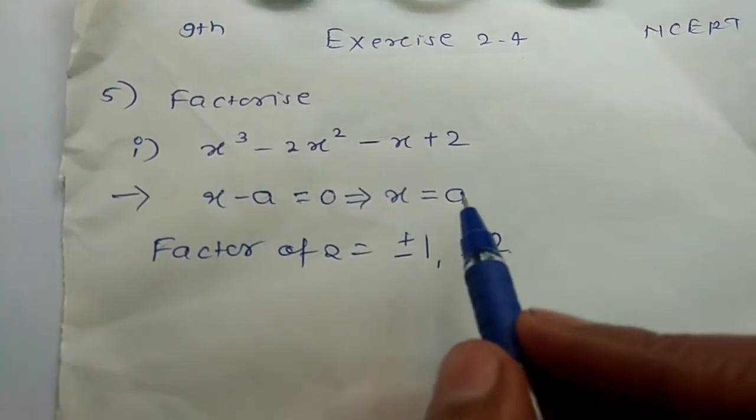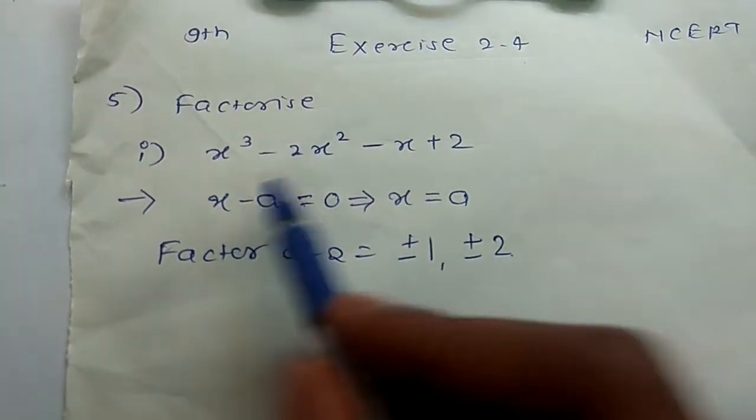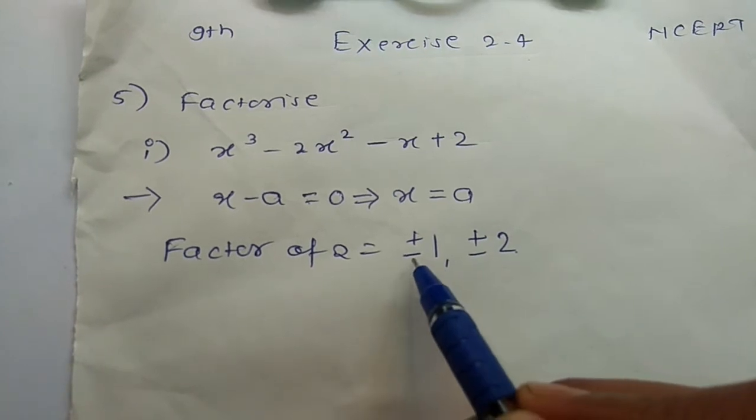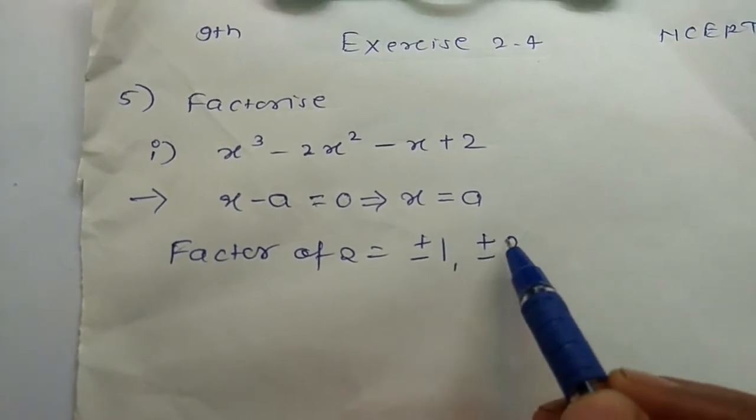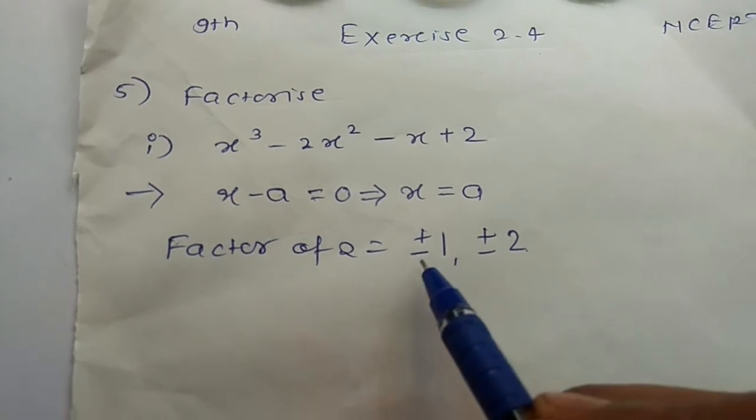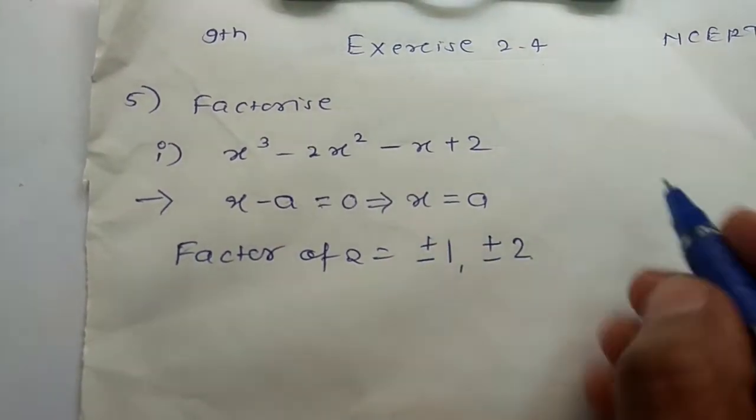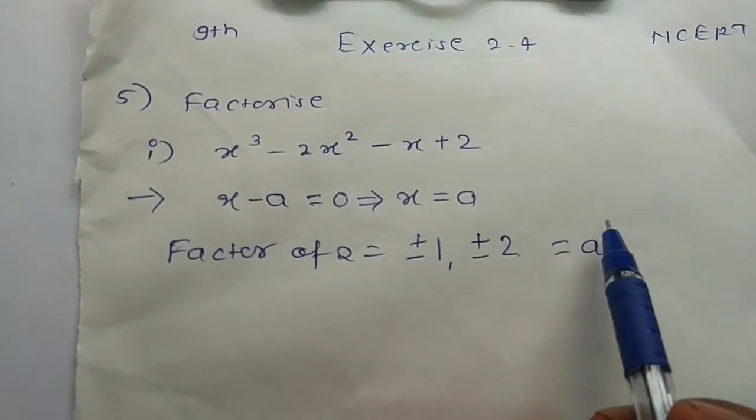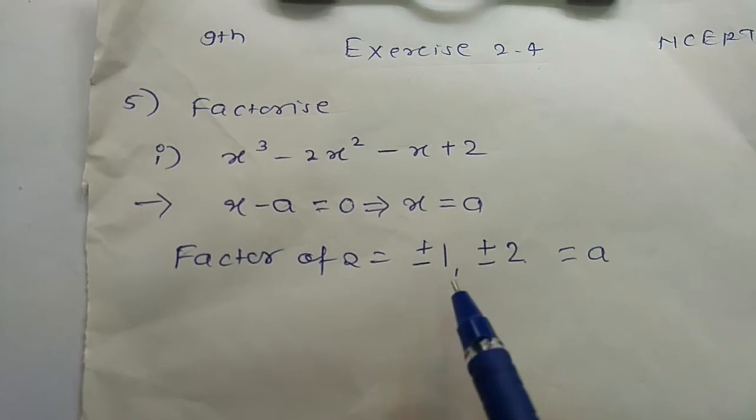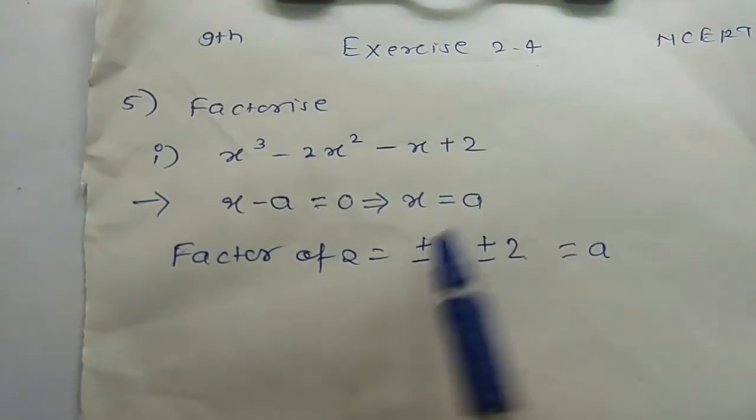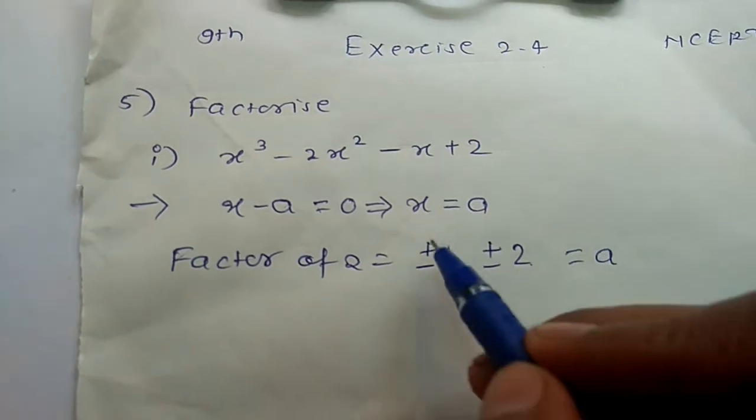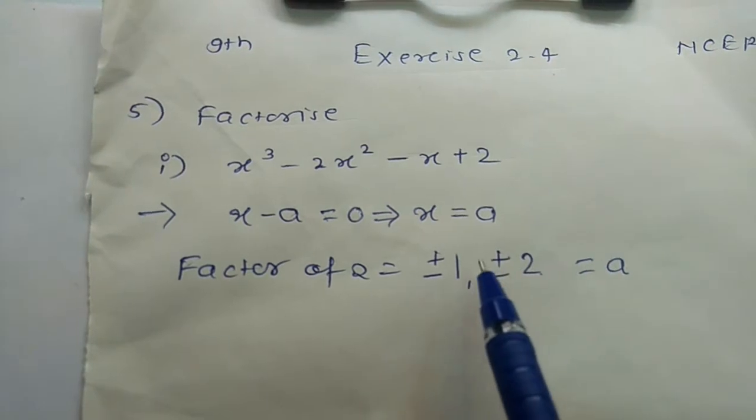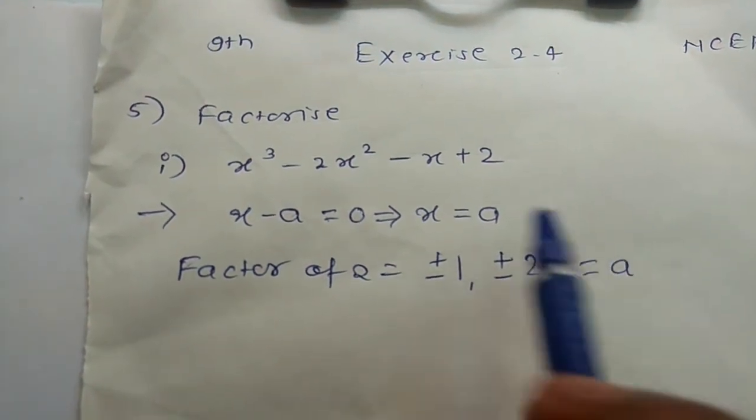It means you have to put the value of x, that is the value of a, x equals a here. Once you put plus 1, once minus 1, once plus 2, once minus 2. These are maybe the values of a. Why I said maybe, because we have to check whether these are factors or not for this full polynomial. If at any value this polynomial equals 0, it means that this gives a factor of this polynomial.